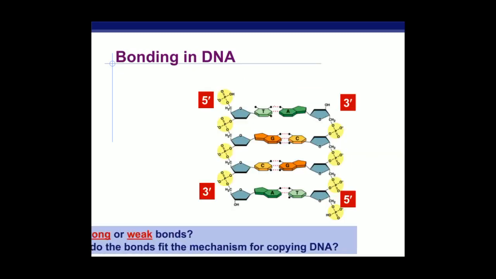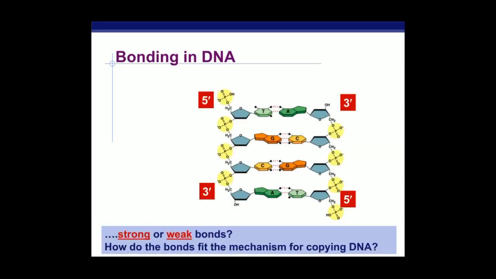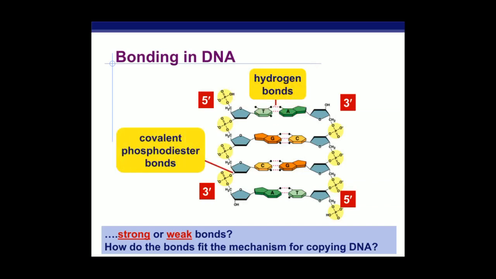Now let's see the bonding in DNA, right? Here you can see the two nitrogenous bases are linked together by hydrogen bonds, correct? And the nitrogenous bases of one strand link themselves together by covalent phosphodiester bonds.